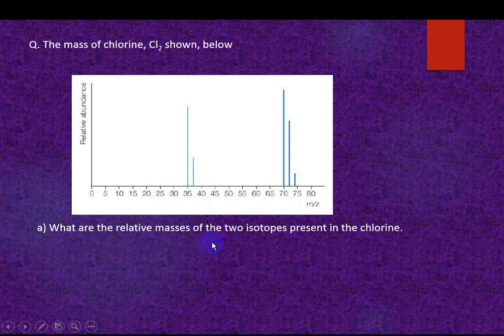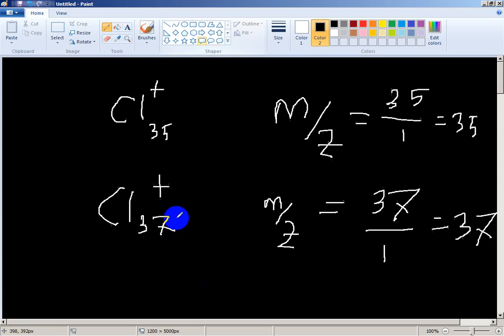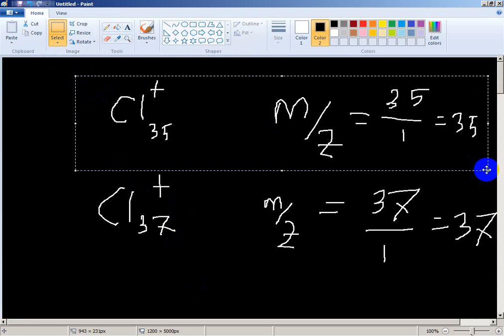Do you know how many isotopes chlorine has? Chlorine has two isotopes, chlorine-35 and chlorine-37. What are the relative masses of the two isotopes? This one is 35, and this one is 37. Good. So the two isotopes are 35 and 37.